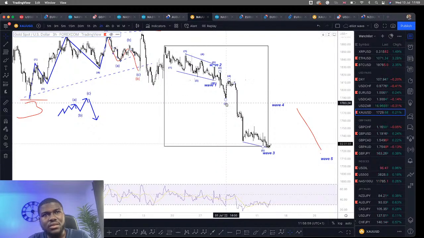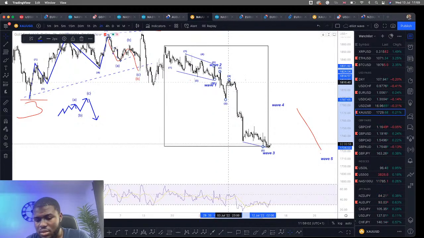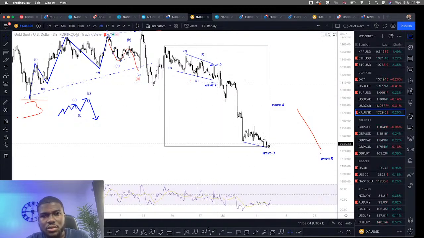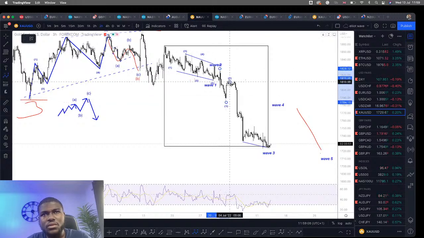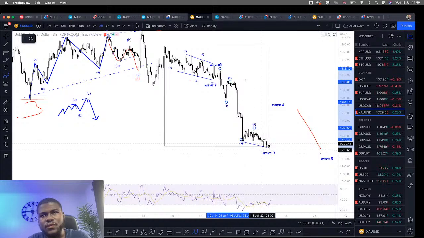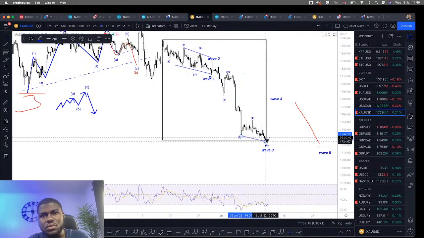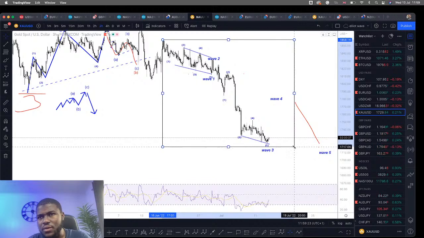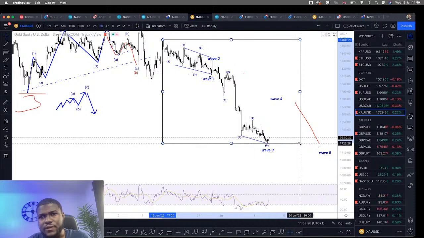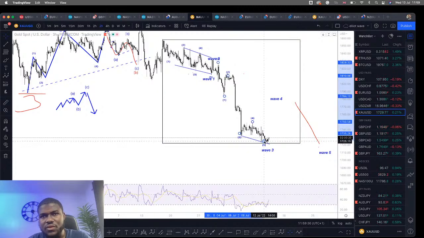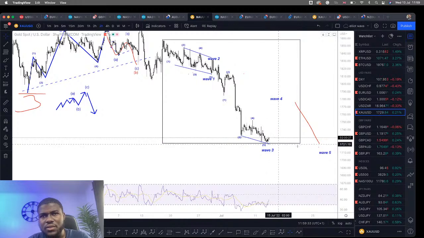Let me start the count again. This is wave 1, this is wave 2, this is like wave 3, this looks like wave 4, and so I see wave 5 is going to end anytime soon outside this box. So let me see if there's any psychological number around here. 1710, 1720. Let's see if gold is finding support around 1720.